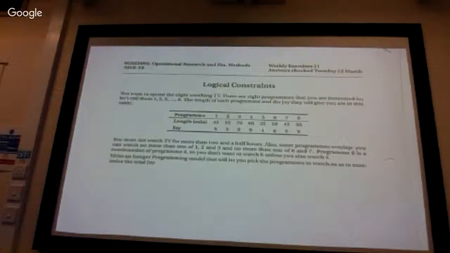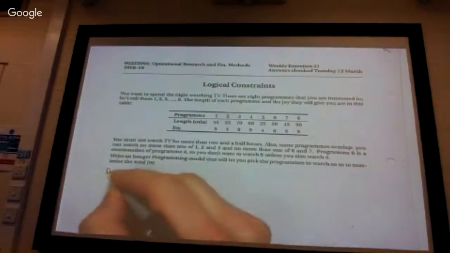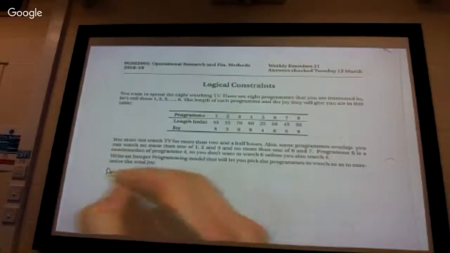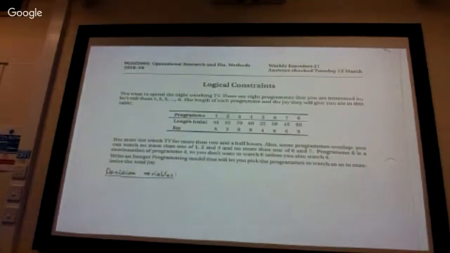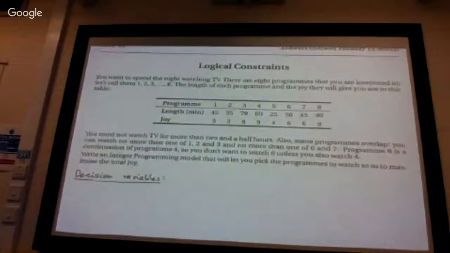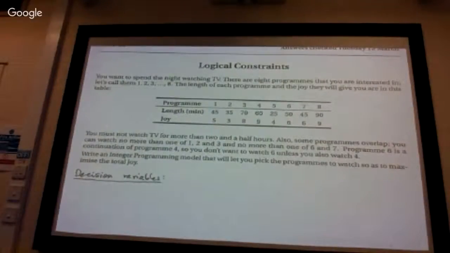Okay, so this question is about formulating some kind of logical constraints. You should probably start with decision variables. The decision you should make here is which of the programs you want to watch among the programs 1 to 8, in case you've not read the question before. So any suggestion for decision variables?